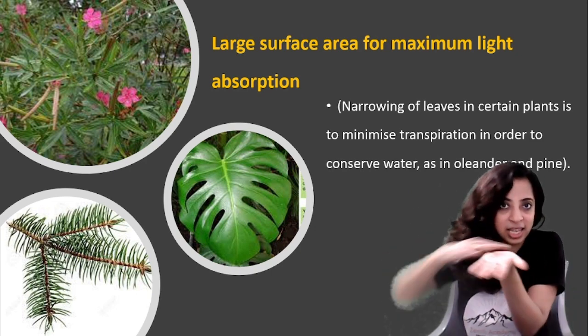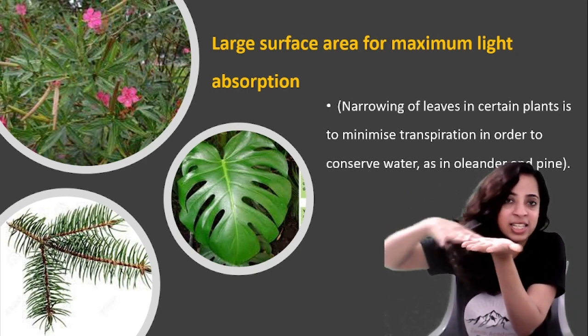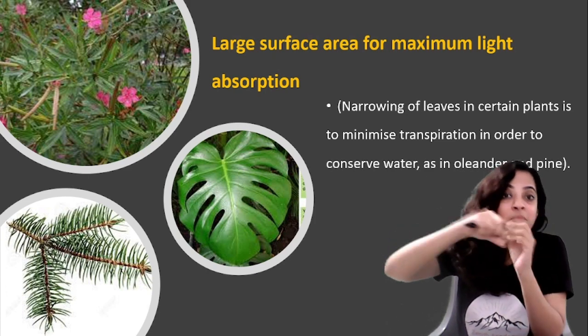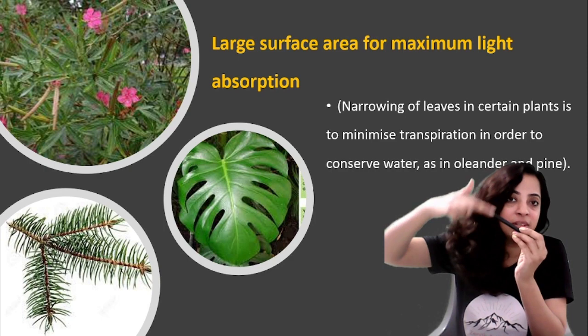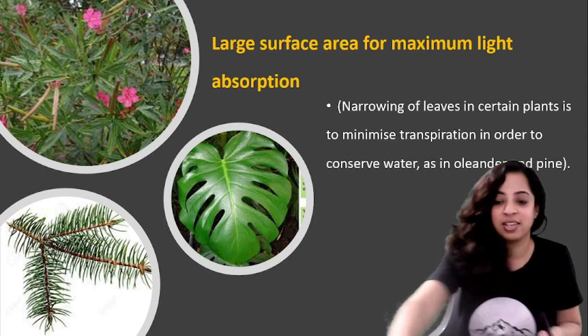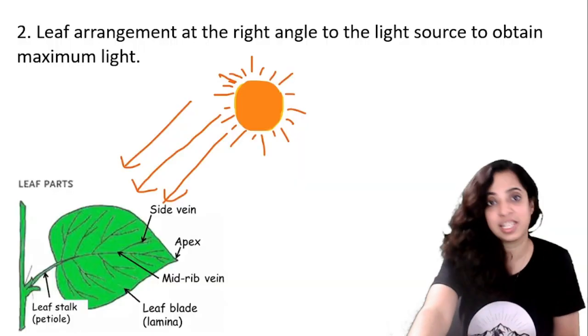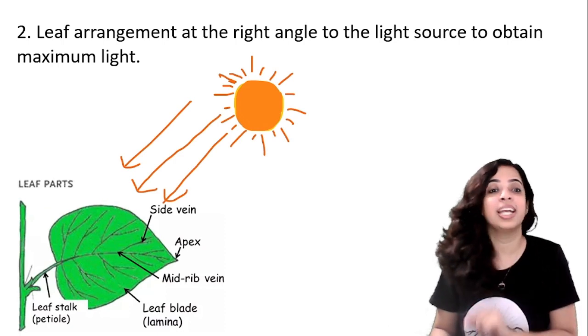Had it been like this, only this area would be getting the light. But now it has become very thin, narrow leaves. So all around the leaf the surface is increased. So the first point was large surface area. The second point is leaf arrangement.